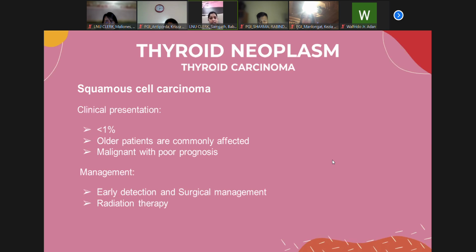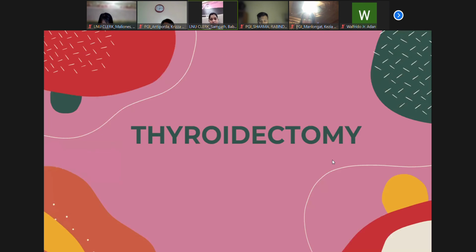Then squamous cell carcinoma. It's less than 1% common. Older patients are more commonly affected. It's malignant with poor prognosis. For the management of this, early detection and surgical management are suggested. Radiation therapy is used. Next.